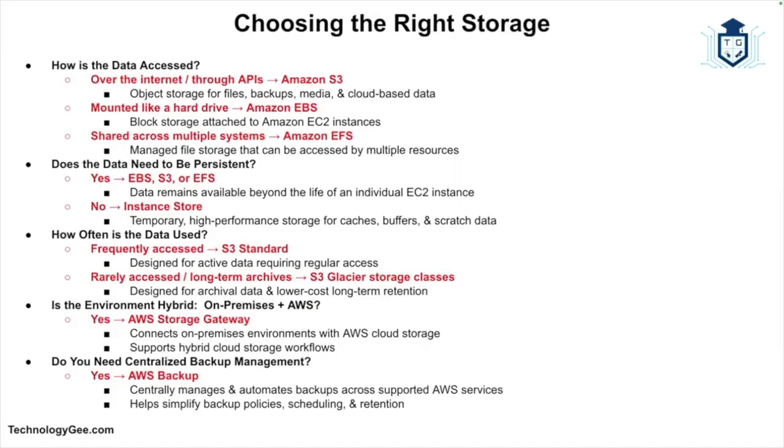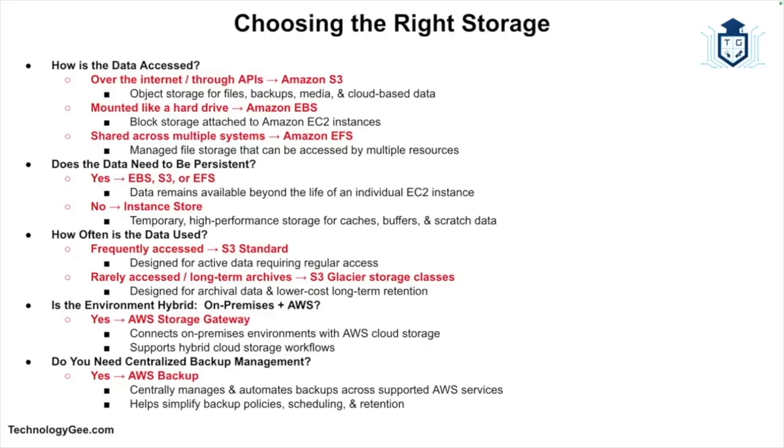All right, so let's go ahead and simplify everything into a decision mindset. When choosing AWS storage, ask yourself these questions. How is the data accessed? Is it over the internet? Then you're going to be dealing with S3. Is it mounted like a disk? You're going to be dealing with EBS. Is it shared across systems? Think EFS. Another question is, does it need to be persistent? If the answer is yes, you're dealing with EBS, S3, or EFS. If no, you're dealing with instance store.